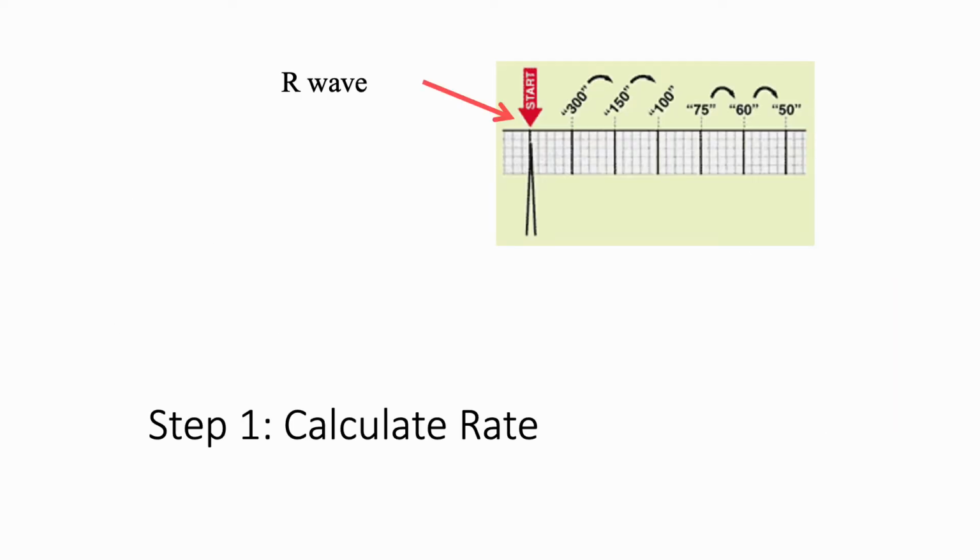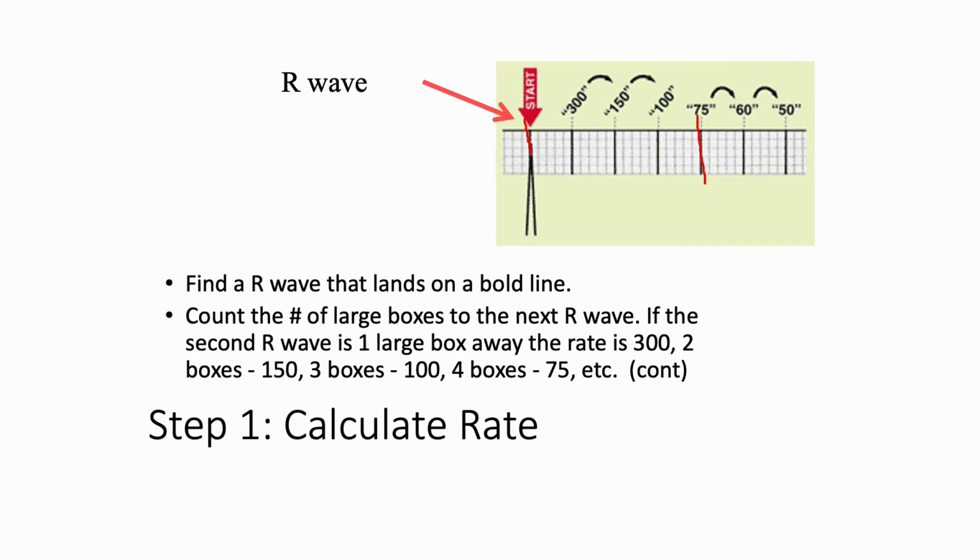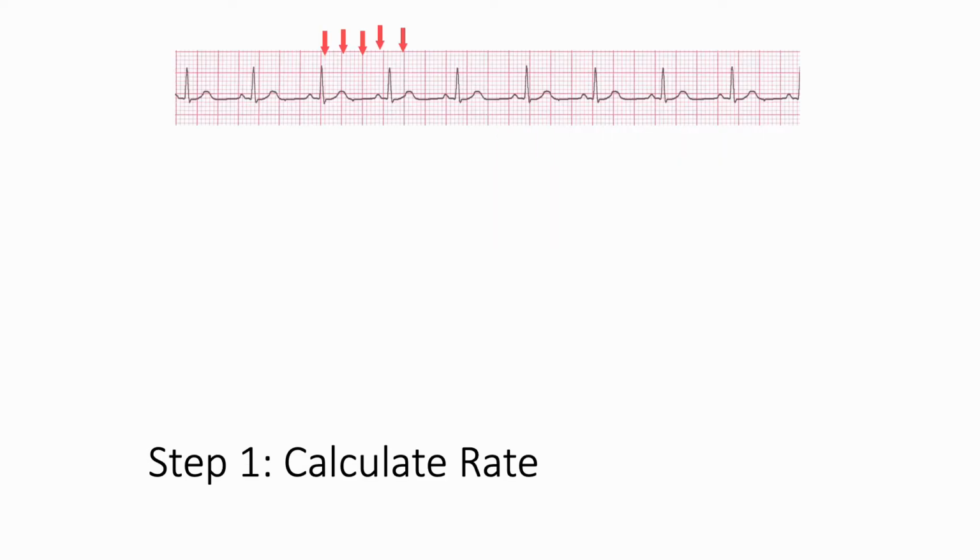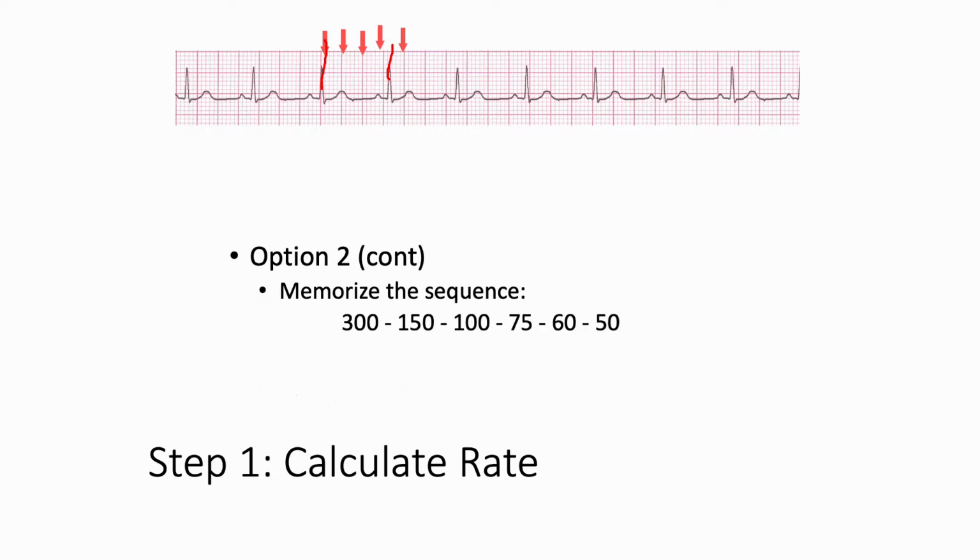When you have the ECG, suppose this R wave touches the bold line, so this will be the baseline. Then look at the other R wave where it falls. Suppose the R wave falls over here, then the rate of the ECG will be 75 beats per minute. Suppose this R wave touches the baseline, and this is 300, 150, 100, so it's closer to 100, and you can say the rate of this ECG is 100 beats per minute.